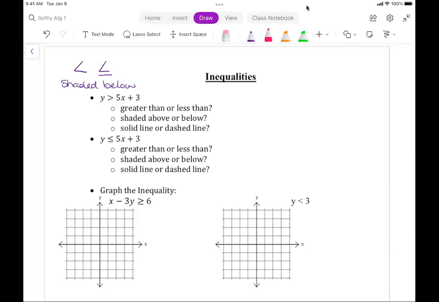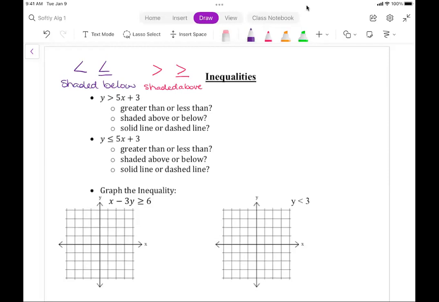All right. If I have greater than or equal, this would be shaded above. Greater than, think about it. If I'm greater than something, I'm above the rest. So less than symbols are shaded below, greater than symbols are shaded above.